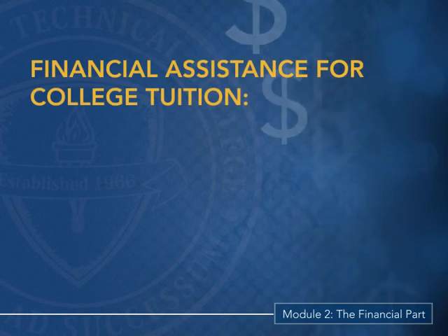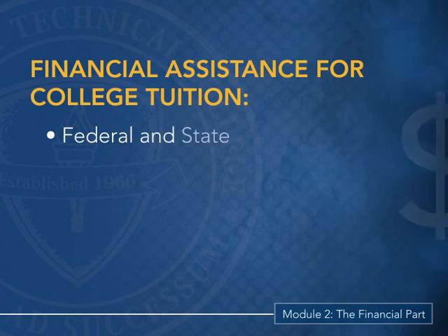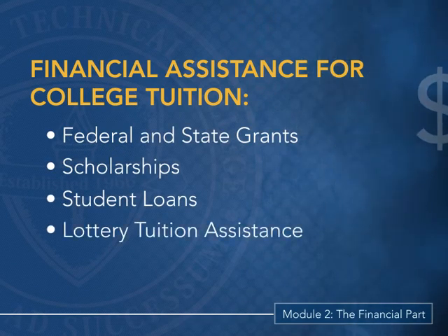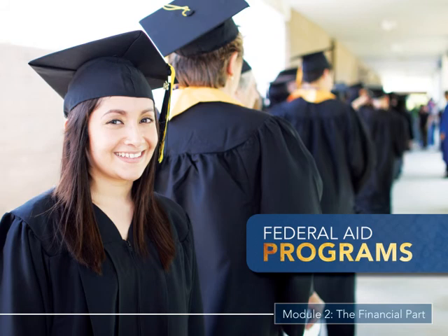There are a number of ways to obtain financial assistance for college. From federal and state grants to scholarships, loans, and even lottery funds, multiple avenues for financial assistance exist. Federal aid programs include the Pell Grant and the Federal Supplemental Education Opportunity Grant, or FSEOG. These two programs form the foundation of most financial aid packages.